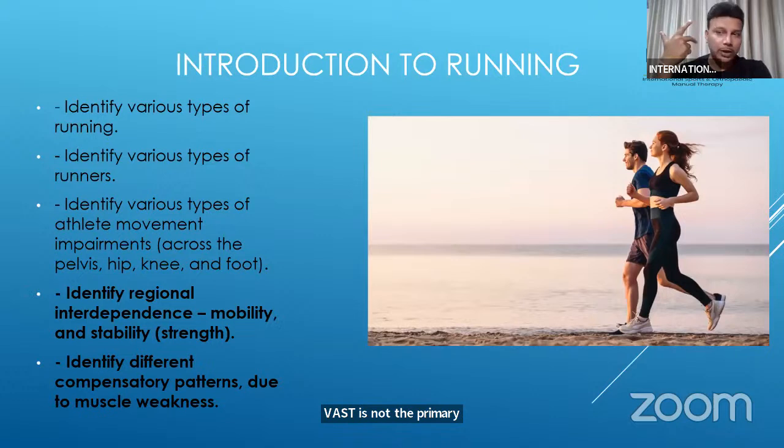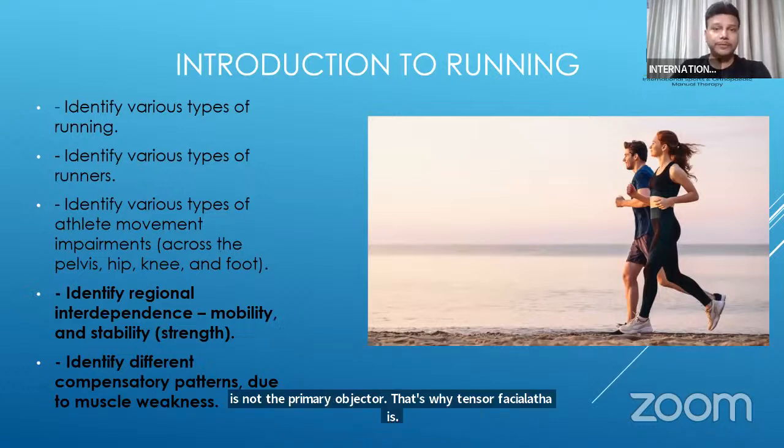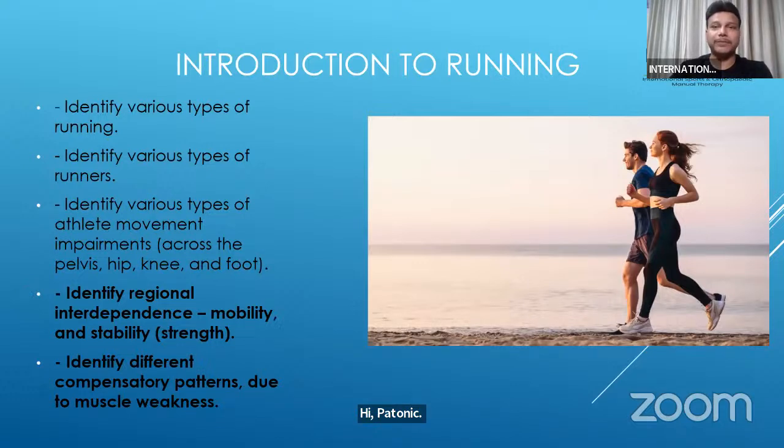Now you have anterior, middle, and posterior gluteus medius. Which particular fibers to test and train? You need to know that in our pelvis and sacroiliac joint course. Tensor fascia lata is not the primary abductor. That's why tensor fascia lata is hypertonic. So it is the gluteus medius. Correct. All right. Good answer, guys.